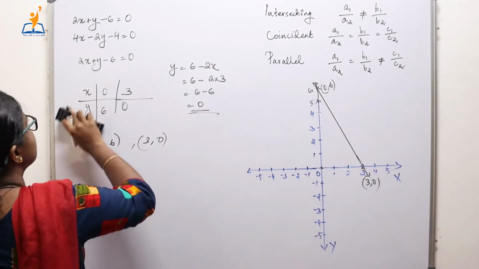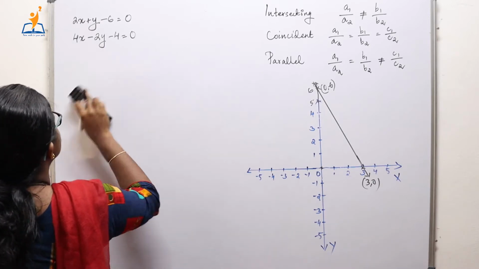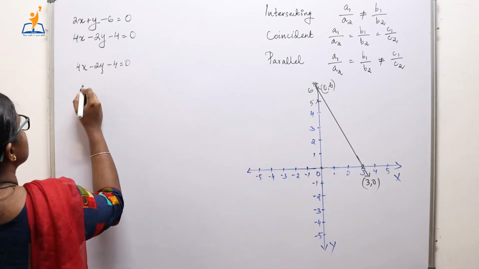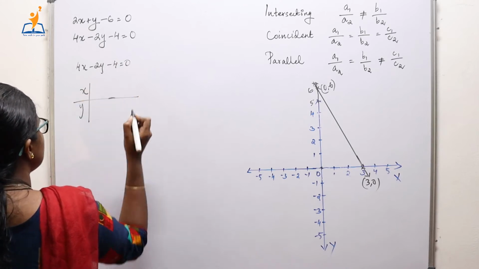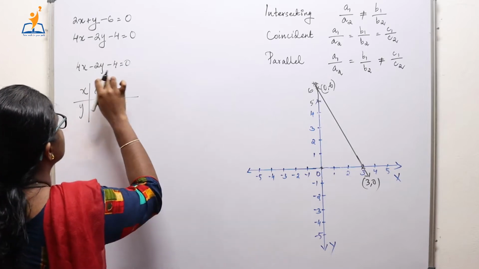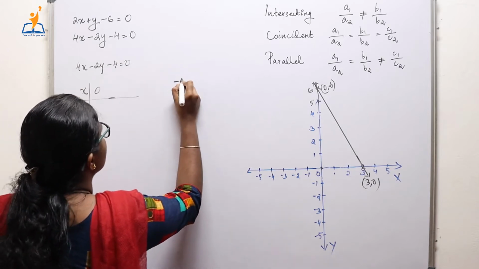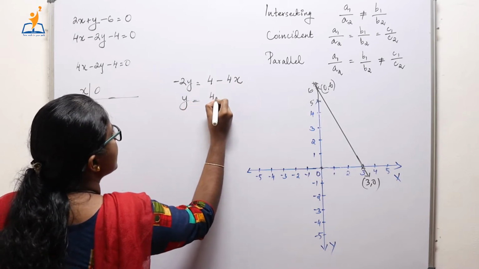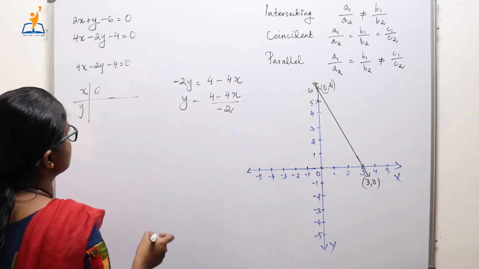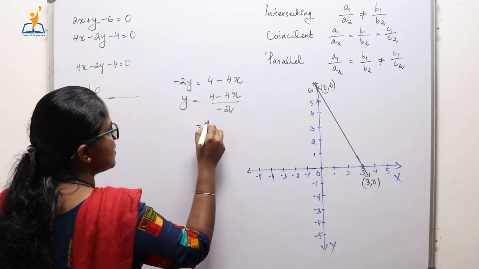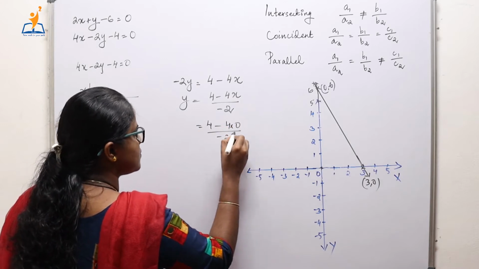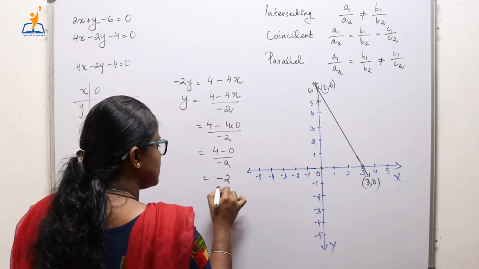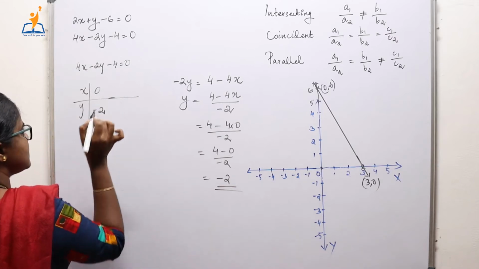Now we will find the solution set for the second equation, that is 4x minus 2y minus 4 equals 0. First of all, we can find the solution table and put the value of x as 0. We can find the value of y from this equation, that is minus 2y is nothing but 4 minus 4x, and y is (4 minus 4x) divided by minus 2. So when x is equal to 0, we have y is equal to (4 minus 4 into 0) by minus 2. So 4 minus 0 by minus 2, that is minus 2. So when x is equal to 0, we have y is equal to minus 2.